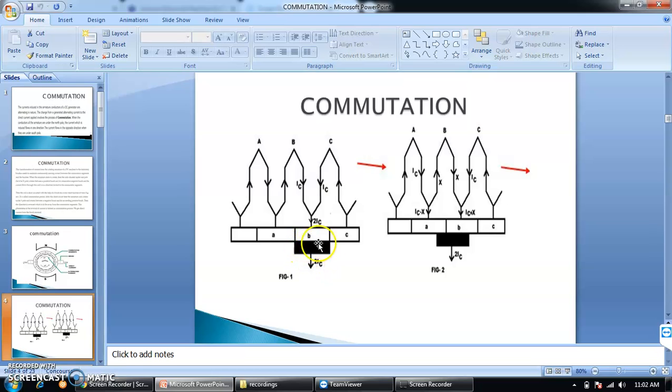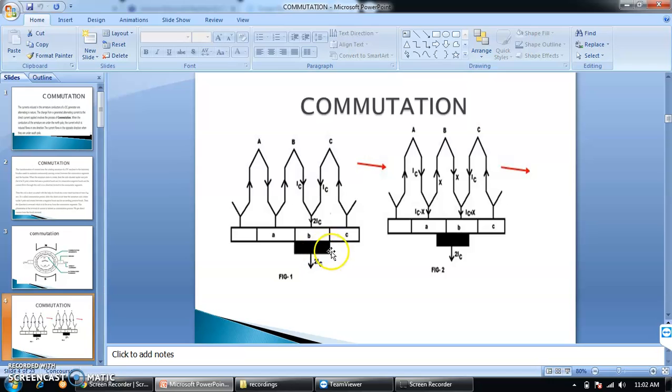Commutation period means the time period through which this carbon brush is in contact with this specific segment. Rather to say, the period of short circuit of an armature coil by a brush, during which the current in the coil must be reversed and also brought up to its full value, is called the period of commutation or commutation period, whatever you can call it.